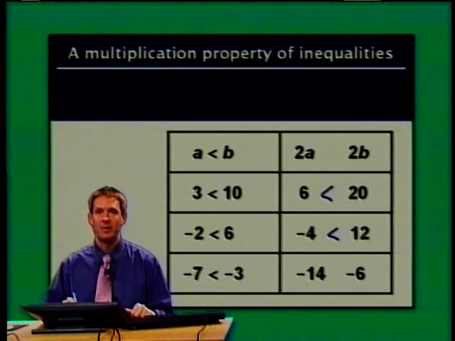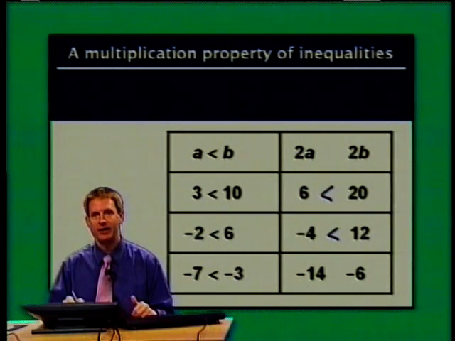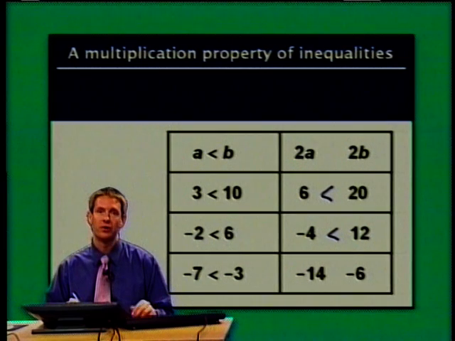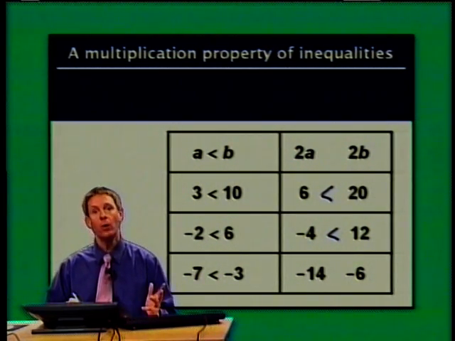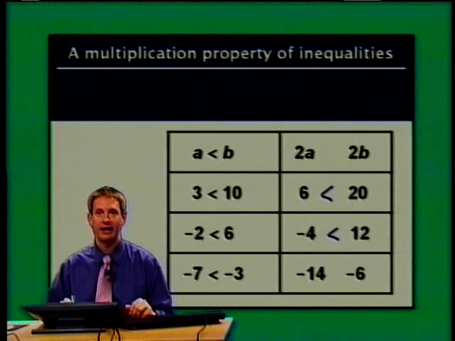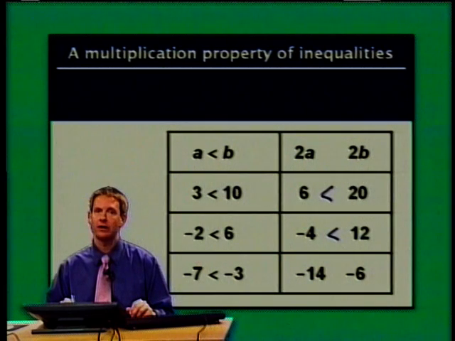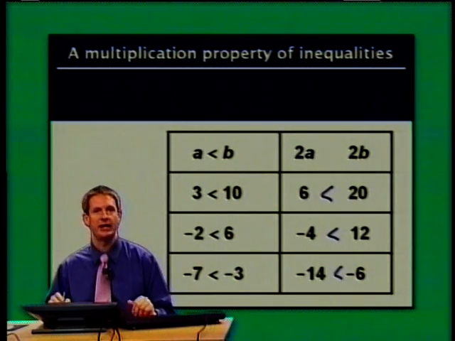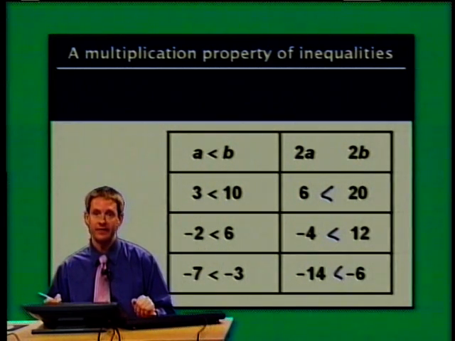In the final row of my table, I'm saying negative 7 is less than negative 3, which is true because negative 7 lies to the left of negative 3. When I multiply these two numbers by 2, the results are negative 14 and negative 6. Negative 14 along the number line lies to the left of negative 6. So negative 14 is to the left of negative 6.